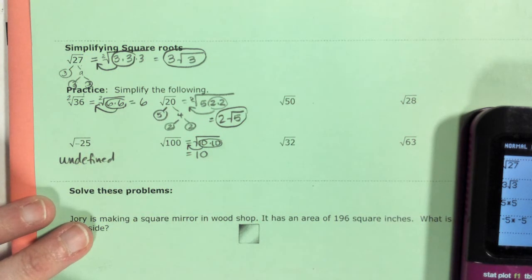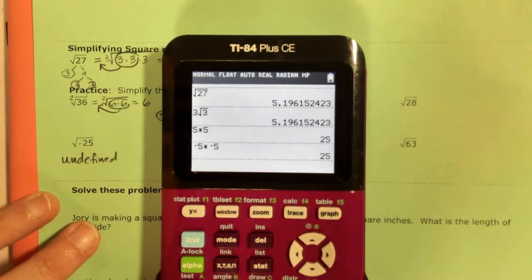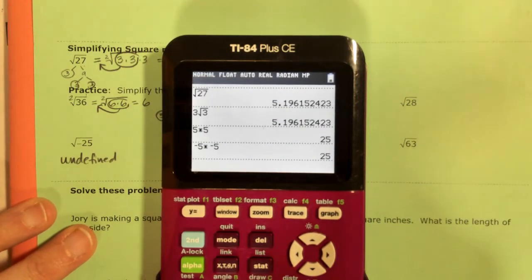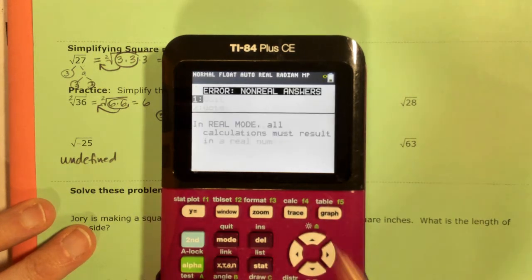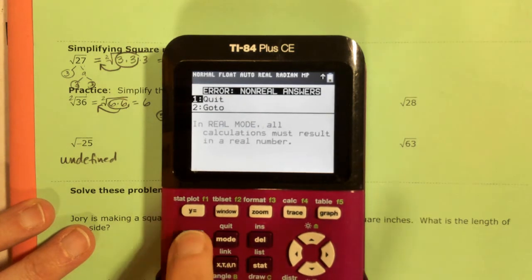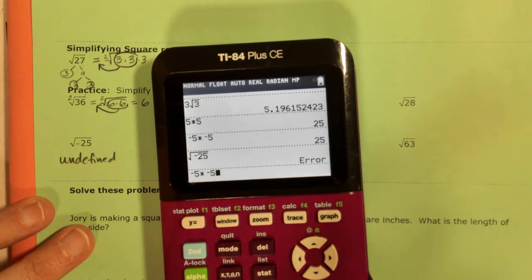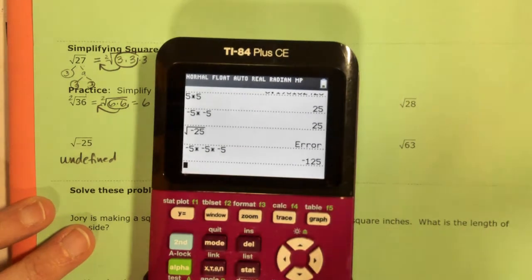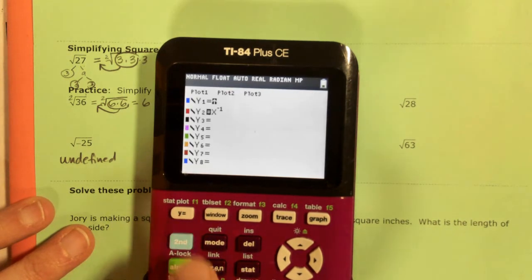Okay, so when can we take a root of a negative number? So let's just think about this. If I want to take the square root of negative 25, I get error, non-real answer, so I can't do that. Now, what if I say negative 5 times negative 5 times negative 5? That's negative 125. Can I take the 3 root? Let me show you really quick how to do that in our calculator.